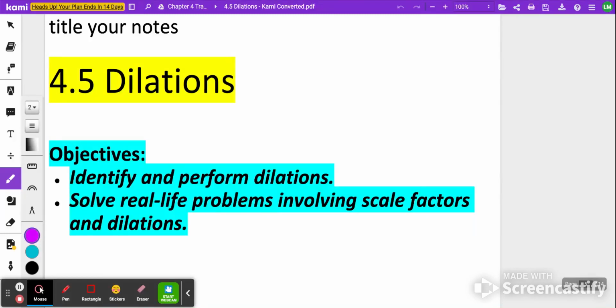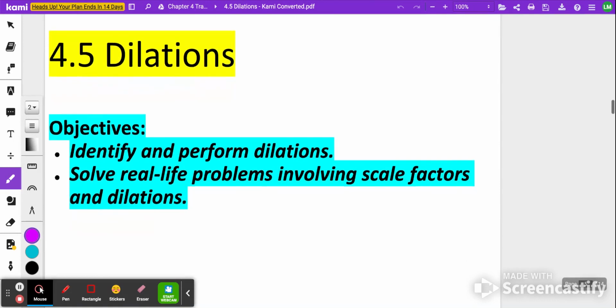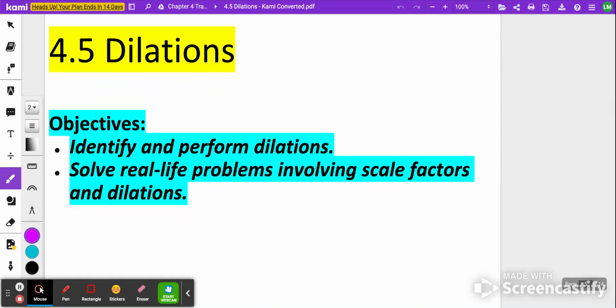Today we're going to be looking at lesson 4.5, dilations. What we're going to be able to do with dilations is identify and perform them, and then also solve some real-life problems involving scale factors and dilations.